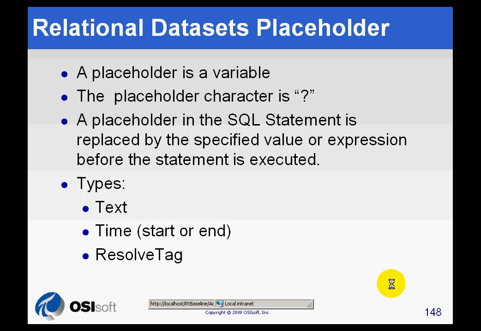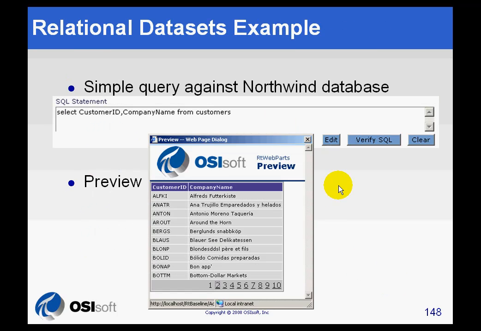But in our first example, a real simple example, we're going to be looking at this select statement. This is a SQL query. It's going to be going against a Northwind database, actually the Northwind database we set up in our previous exercise. We set up a connection, a data source, to that Northwind database. Now, using a data set, we're going to tell RT Web Parts, or this particular web part, which data on that particular data source we're trying to view.